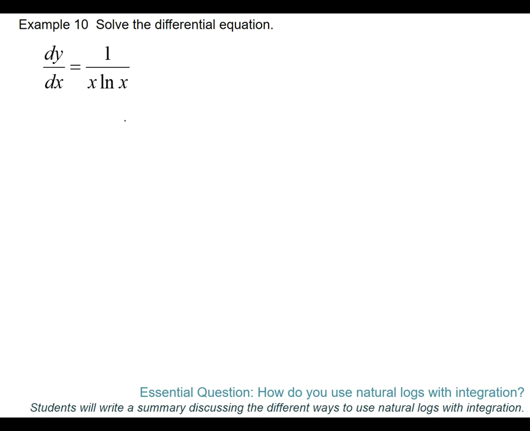Okay, it says solve the differential. We've seen these before. This is actually a really great u substitution. This is a really traditional problem that comes up. Okay, so this is a good one to make sure you're paying really good attention to. First thing I'm going to do is move that dx to the other side.